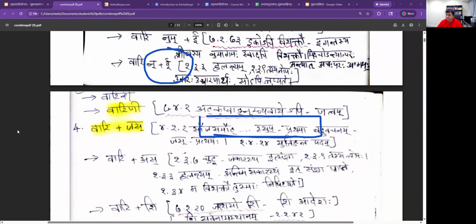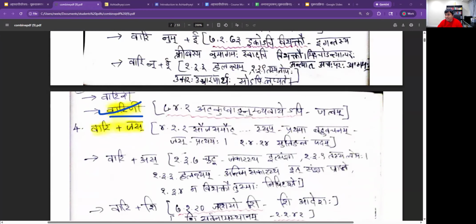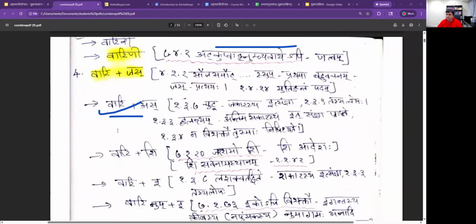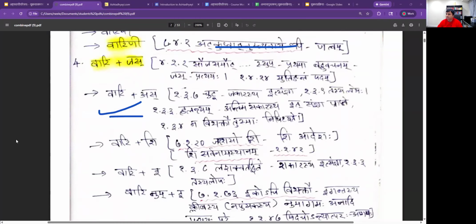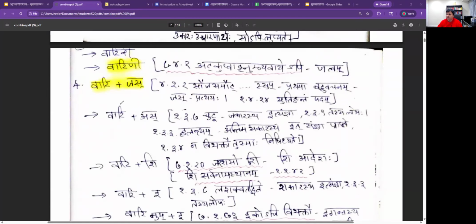Vari plus Yi, Varini. Atkupanga, numyavayopi natvam. Very good. So Varini, there is no conflict. Only sutram is Ikochi Vibhakta is what comes over here. Okay. Next word. Vari plus Jas. Prathama Bahuvachanam, Jas pratyay pare. Let's read only the red thing. Correct. Jashoshi, 7120. Okay.